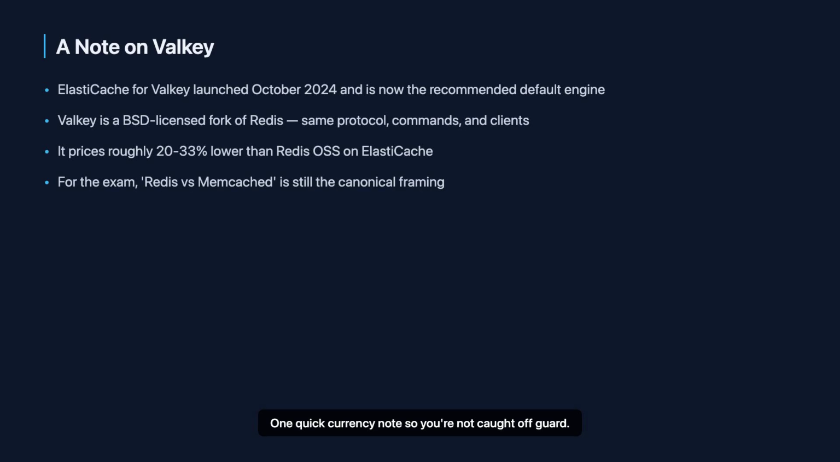One quick currency note so you're not caught off guard. In October 2024, Amazon Web Services launched ElastiCache for Valkey, and Valkey is now the recommended default engine for new clusters. Valkey is a BSD licensed fork of Redis, same protocol, same commands, same client libraries, so migrating is essentially transparent, and it prices roughly 20 to 33% lower than Redis on ElastiCache, which is a real saving.